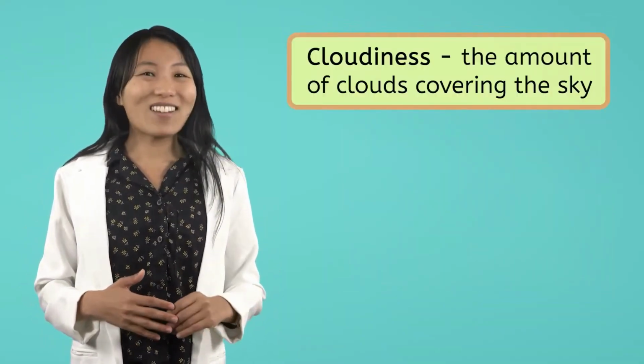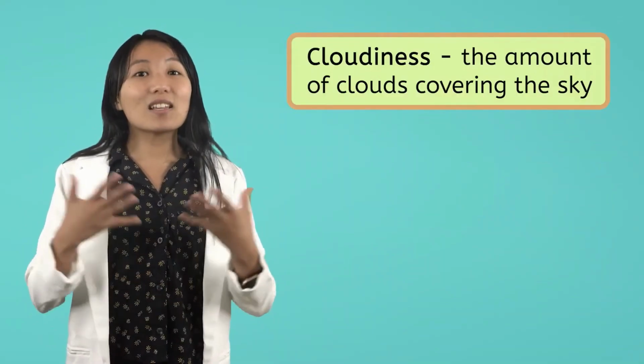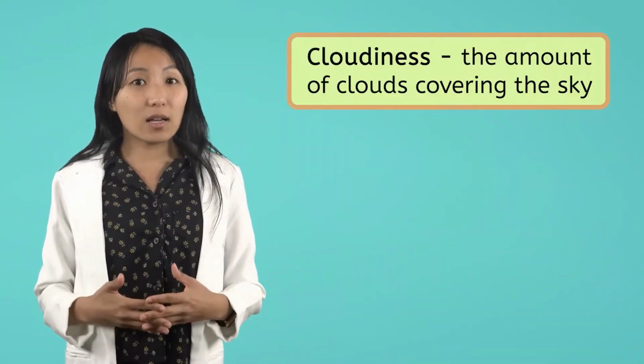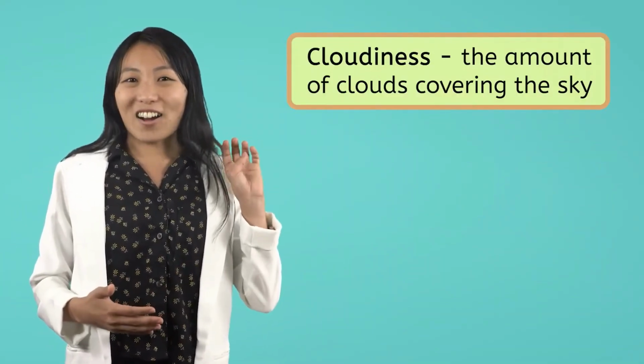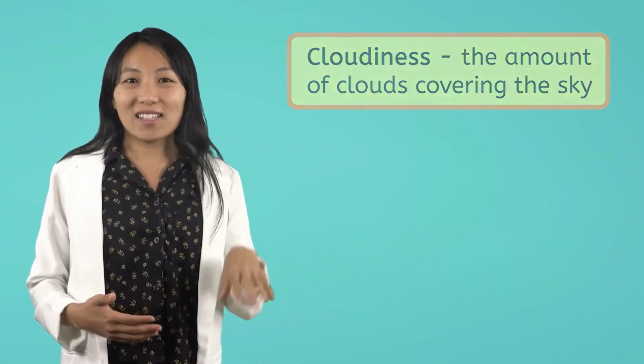Hey, I just mentioned another element of weather, cloudiness. Cloudiness is the amount of clouds covering the sky. There are 4 categories of cloudiness. Clear, which means there are barely any clouds in the sky. Partly cloudy, which means there are a few clouds. Cloudy, which means the sky is mostly covered with clouds. And overcast, which means the sky is completely covered in clouds.